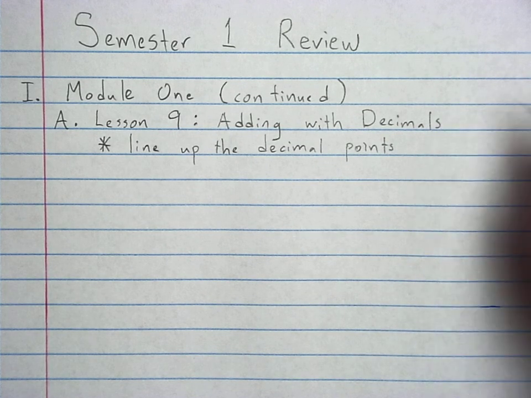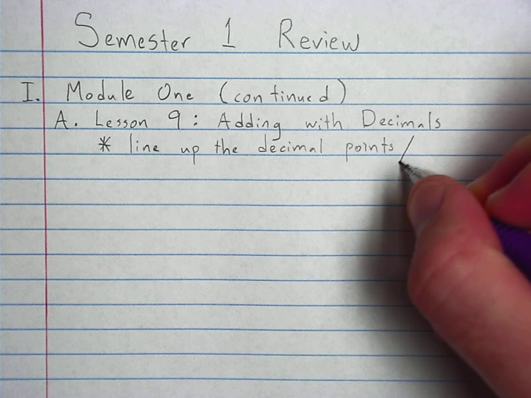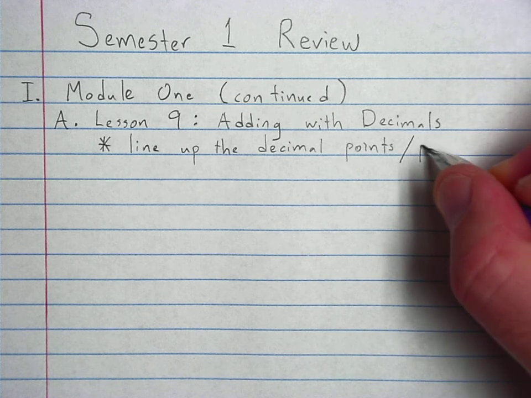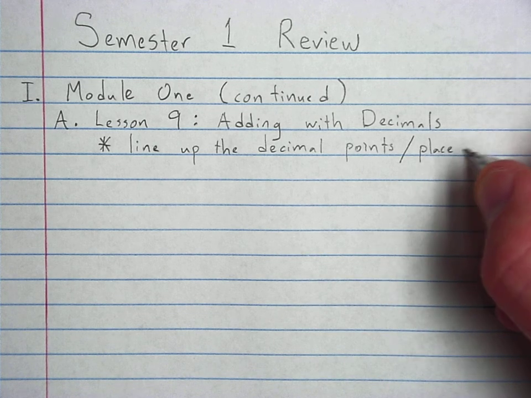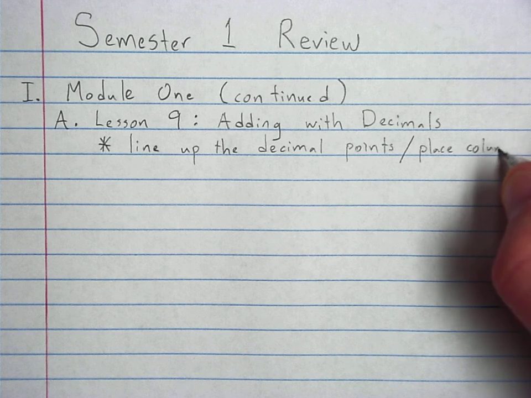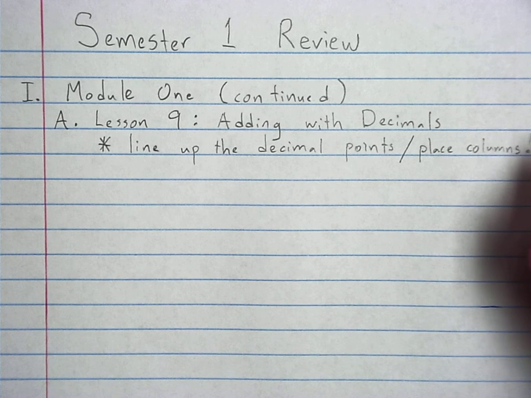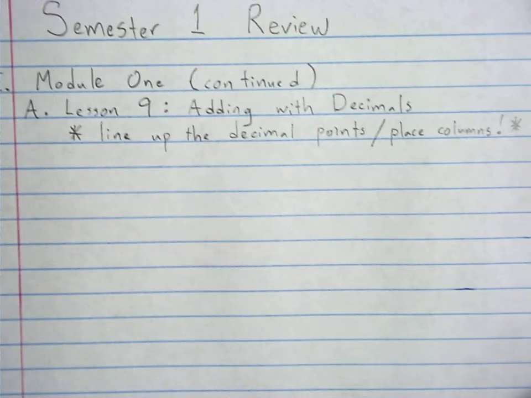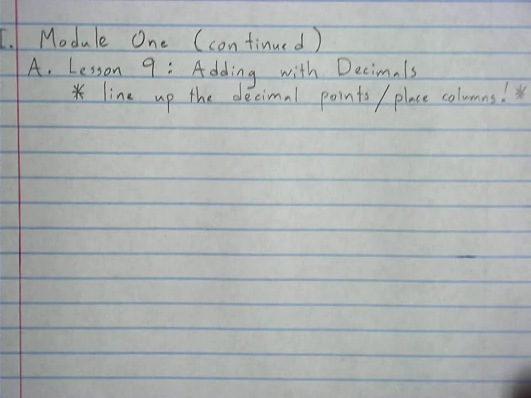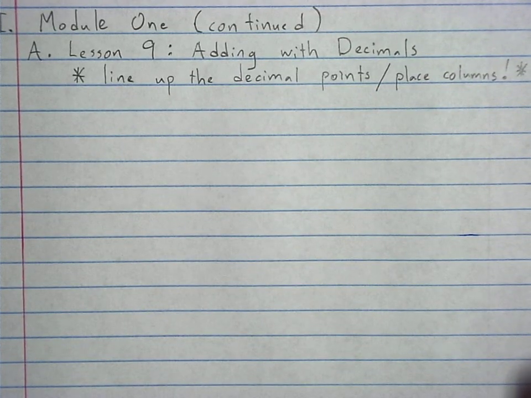And actually, I'm going to add a little something. Line up the decimal points / place columns. Make sure that all the ones are lined up, all the tens, all the hundreds, and the same on the decimal side. Tenths, hundredths, thousandths. Again, I focus on the decimal point because that's usually the easiest way to line them up.